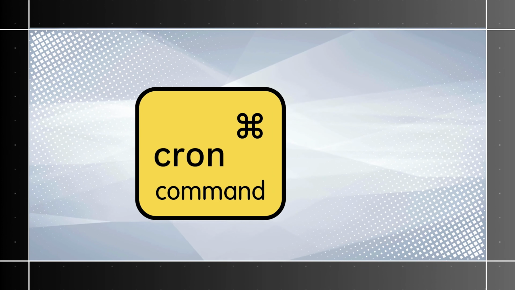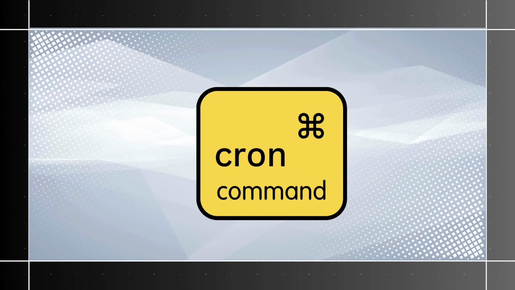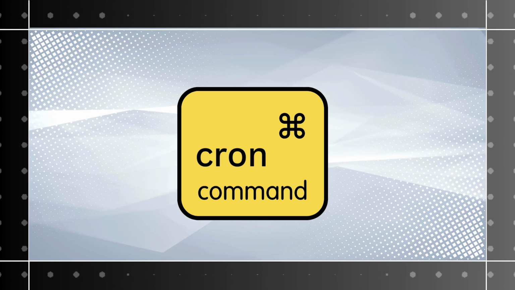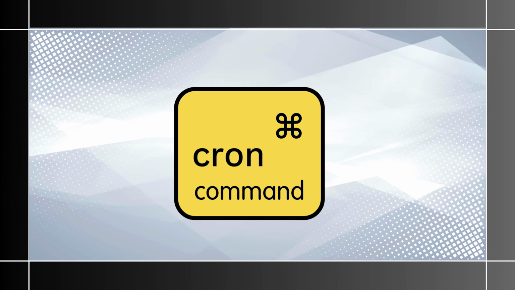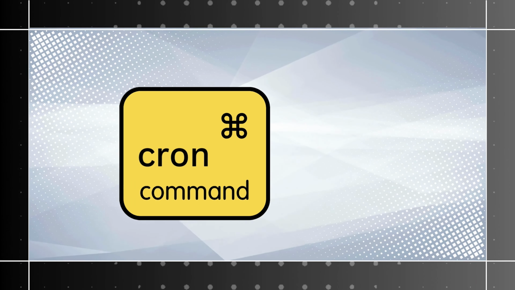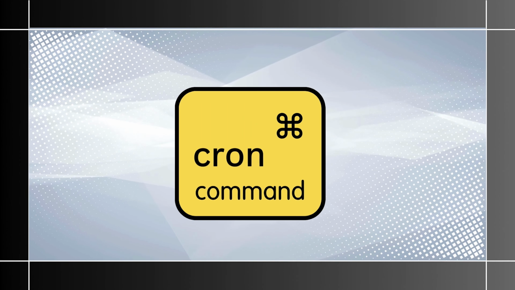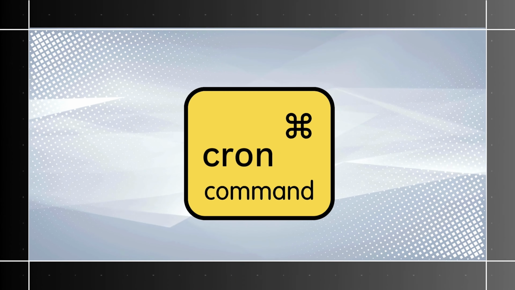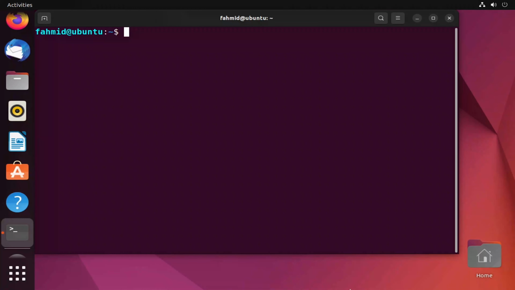Now the first thing which should come up in your mind is, what is the cron command? The term cron in Linux is used to represent a daemon process, meaning it is a kind of background process which is used to run at regular specific intervals. So the cron command is used for scheduling tasks at specific regular intervals.